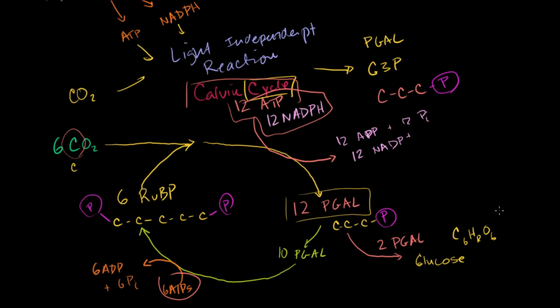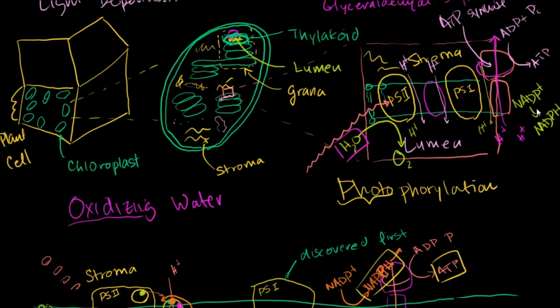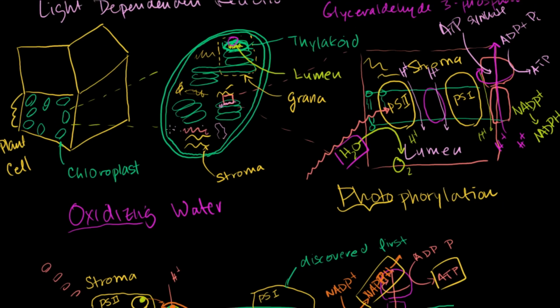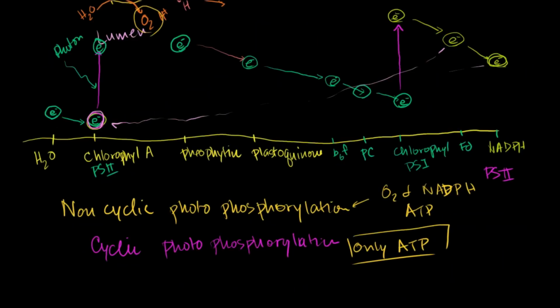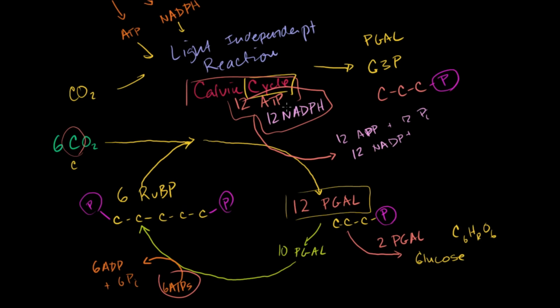Actually, if you want to know the actual location where this is occurring, this is all occurring in the stroma, in the fluid inside the chloroplast, but outside of your thylakoid. So in your stroma, this is where your light-independent reactions are actually occurring. And it's not just happening with the ATP and NADPH.